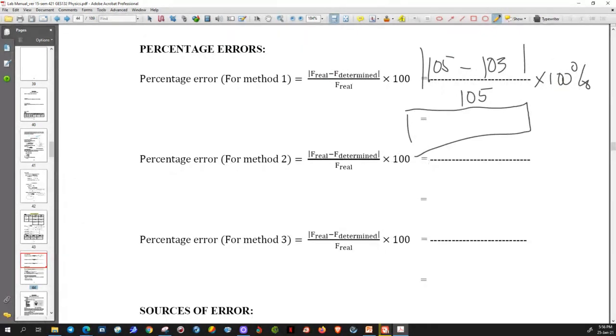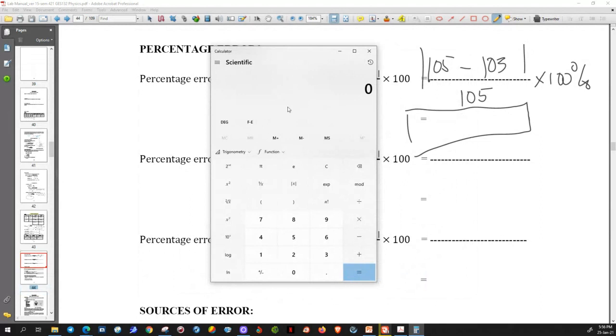Let's try it. I will use a simple calculator, so I can show you the percentage error. Oh, I have a scientific one, see? So let's try it. Do I have fraction here? Honestly, I don't know how to use the scientific one here in the computer, so I'll just take it as normal.